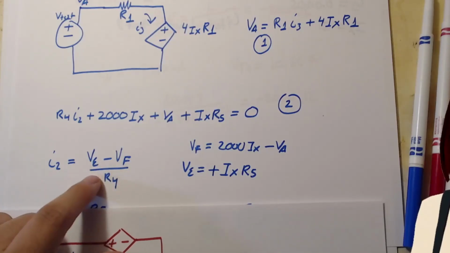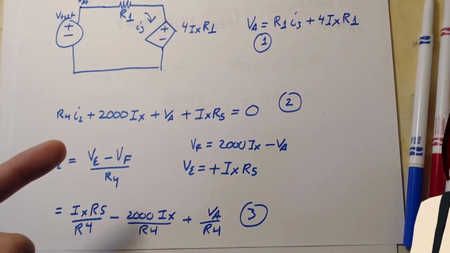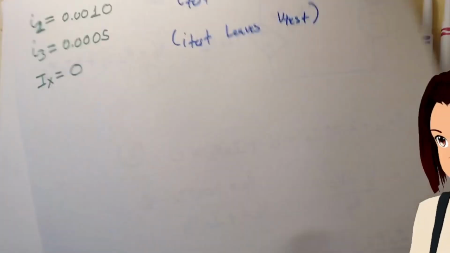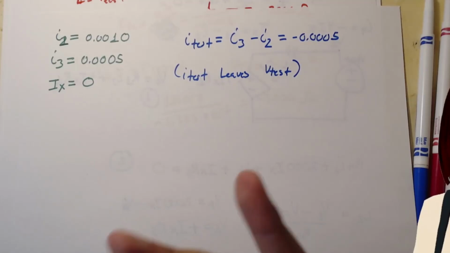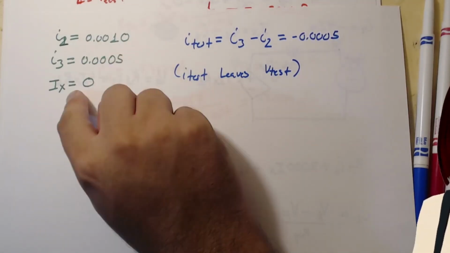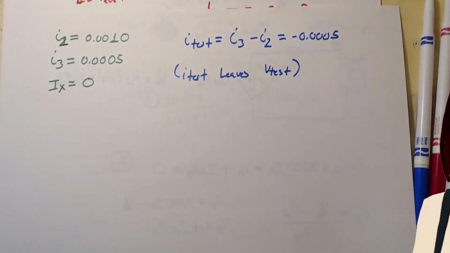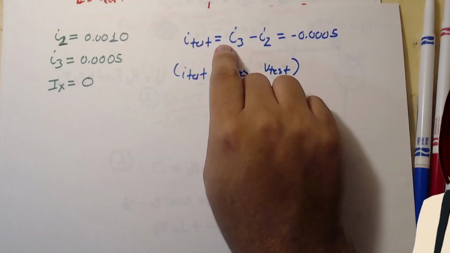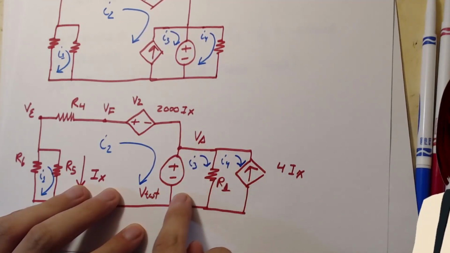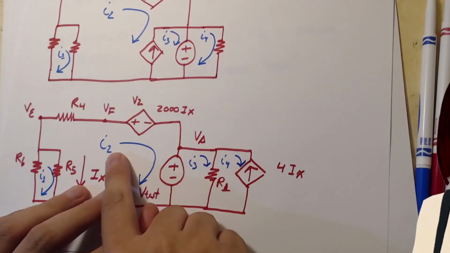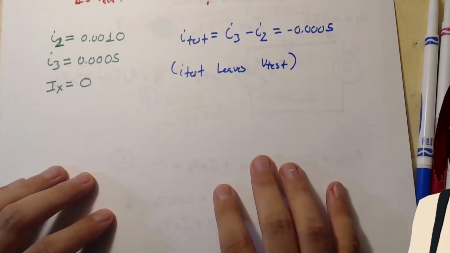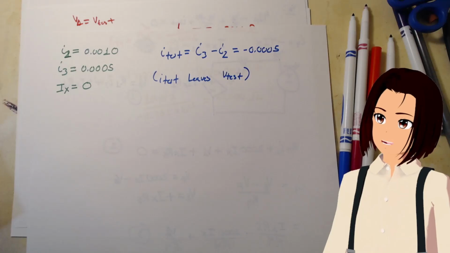This is another equation, actually. So here's our third equation. With our 3 equations and 3 unknowns, we have our deal. I2 is equal to this guy, I3 is equal to this guy, and IX is actually 0. I-test is going out, so it agrees with I3 in direction, so it's I3 minus I2, and it's the same. So if we did mesh analysis, we get the same thing.